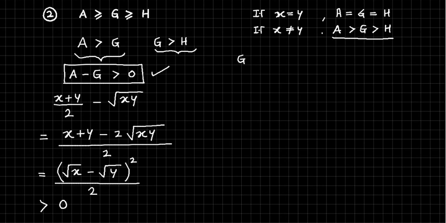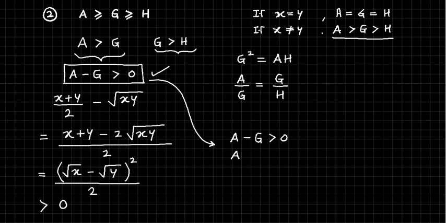Just now we have seen the first property that connects A, G and H, which is G square equal to A times H. So we can rewrite A upon G is equal to G upon H. Now if you observe, from what we have just proven, that A minus G is greater than 0, it means that A is greater than G. And therefore if we divide both sides by G, it means that A upon G is greater than 1, assuming G is positive, because x and y are considered to be two positive numbers.